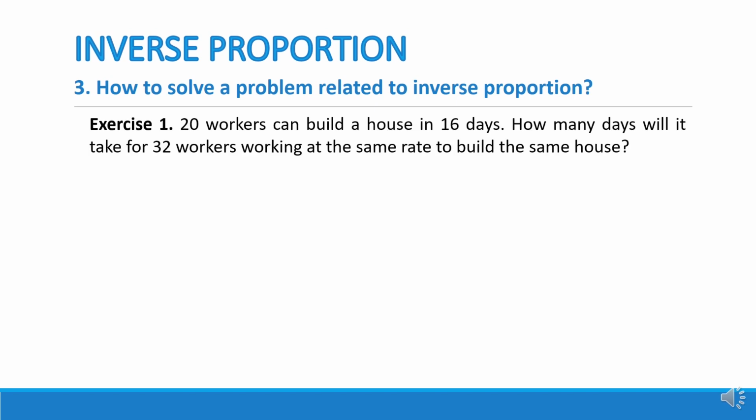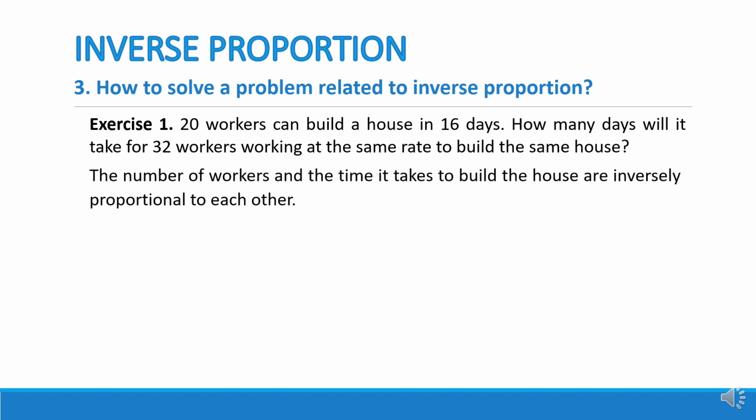Exercise 1. 20 workers can build a house in 16 days. The question is, how many days will it take for 32 workers working at the same rate to build the same house? It can be seen that the more workers recruited, the less time it takes to build the house by the same scale. As a result, the number of workers and the time it takes to build the house are inversely proportional to each other.